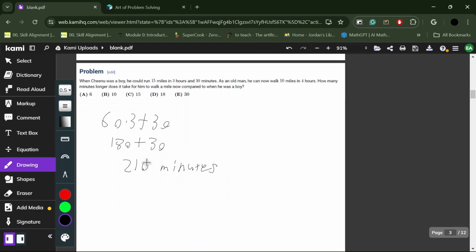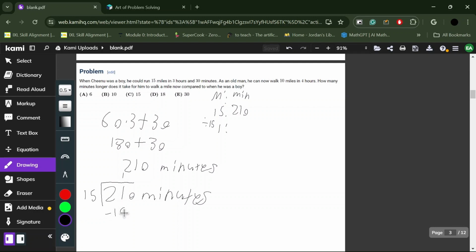Okay? So if he has 210 minutes and 15 miles, and we're trying to figure out how many minutes in 1 mile, I like to visualize it like this, in a ratio of miles to minutes. So 210 minutes is equal to 15 miles. So 1, we're actually dividing this by 15. And we're going to also divide 210 by 15. Remember, don't divide 15 by 210. We're doing 210 divided by 15.